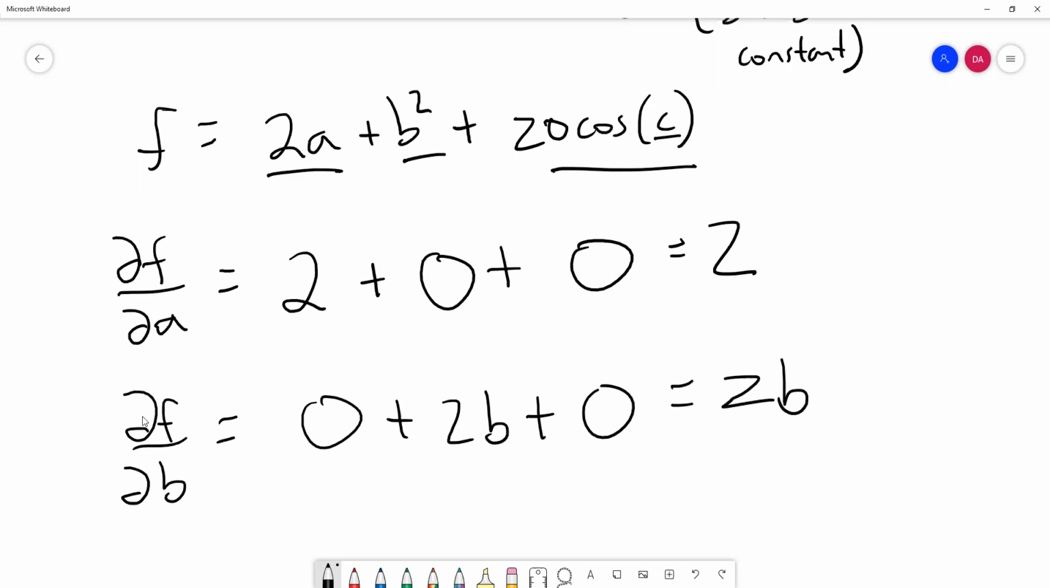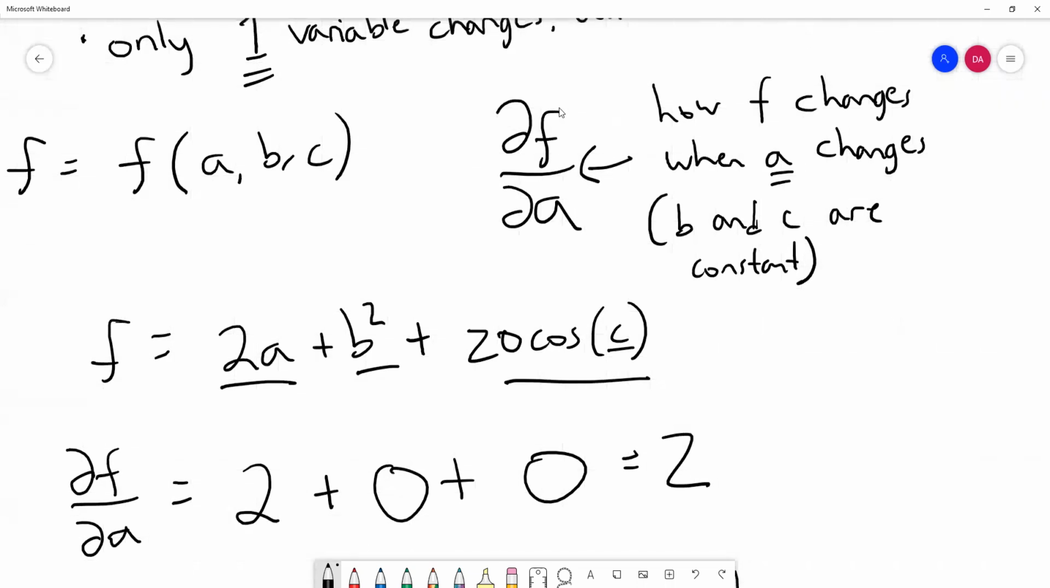We can do the same thing with c, but this is not really a class about numbers. As long as you understand that a partial derivative is essentially the change of a function with respect to a variable when all the other variables are constants, then you should be able to tackle any partial derivatives in this class. And there are a lot of partial derivatives in this class, okay?